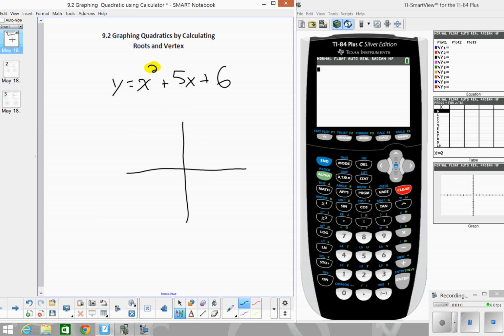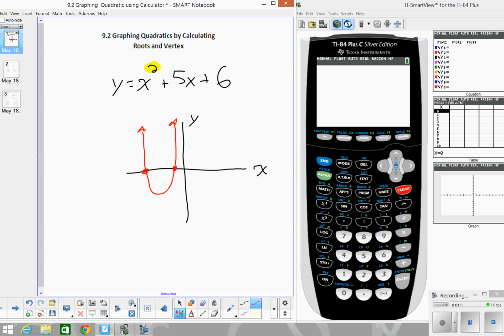So if I draw my x and y coordinate plane, I know that my parabola is going to look something like that, where my U, or my parabola, is going to cross the x-axis at a point there and at a point there.